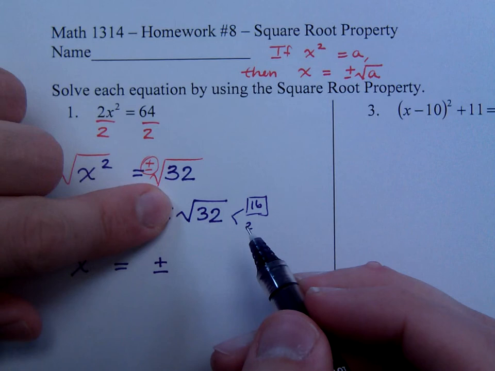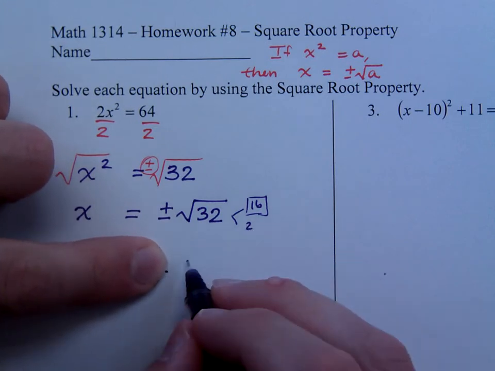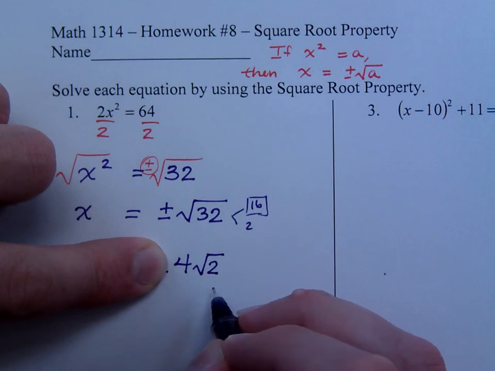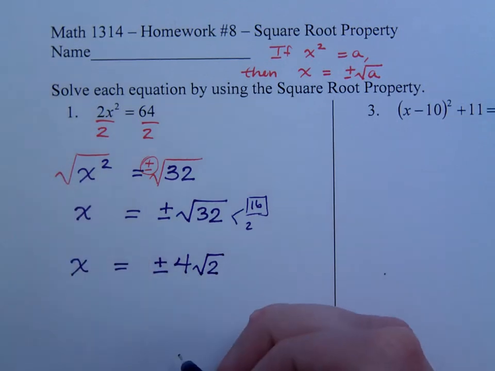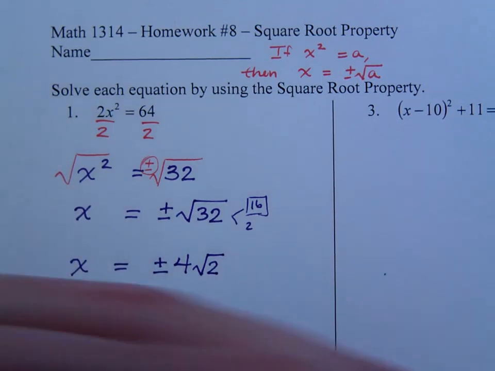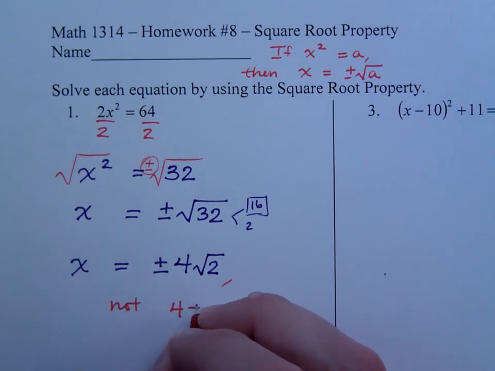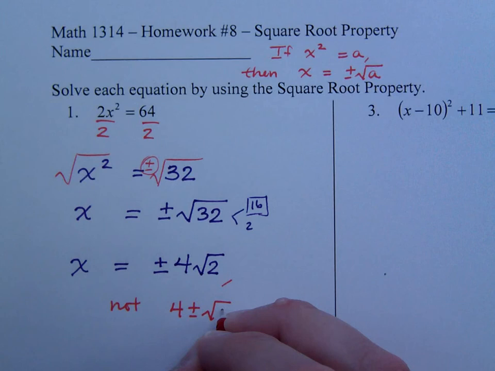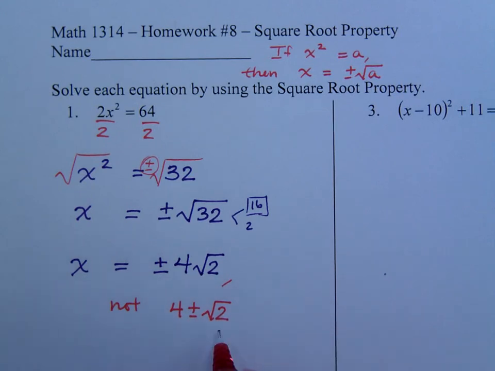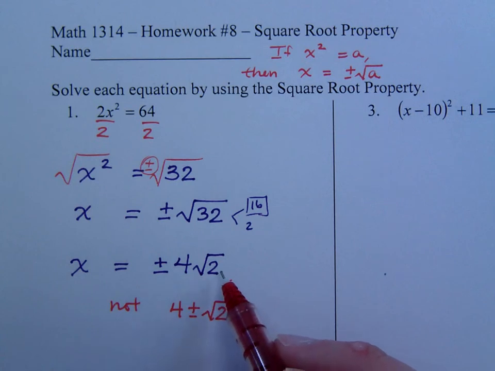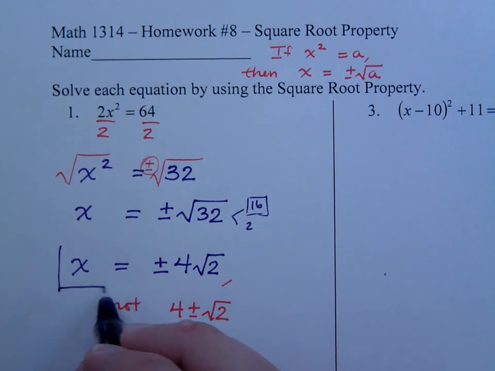So I've got the square root of 32. The square root of 32 is 4 square roots of 2. So the plus or minus goes on the outside. Make sure you write it this way and not 4 plus or minus the square root of 2. See, this is bad. The square root of 32 becomes 4 square roots of 2, not 4 plus or 4 minus the square root of 2. So be very, very careful how you write your answers.